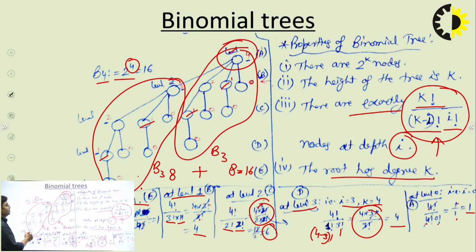At level 4, which is the highest level, we can say 4 factorial divided by (4 minus 4) factorial, which means 0 factorial, multiplied with i, and i is 4. So 4 divided by 4, that is 1. So at level 4 we are having only one node.